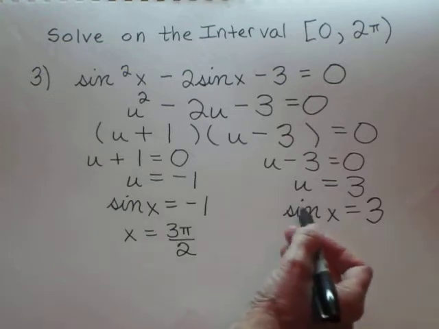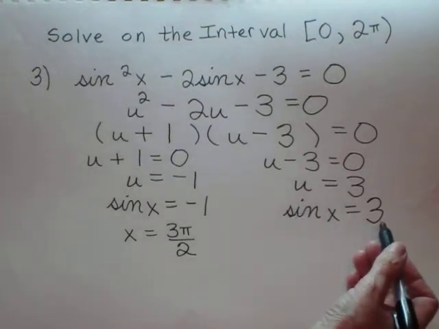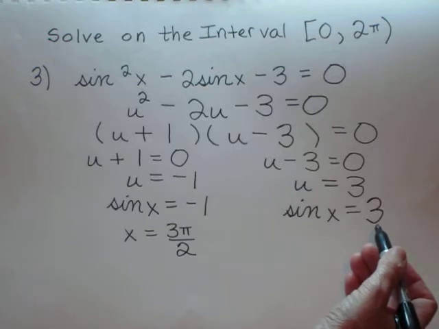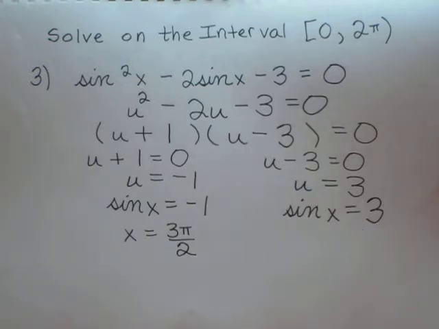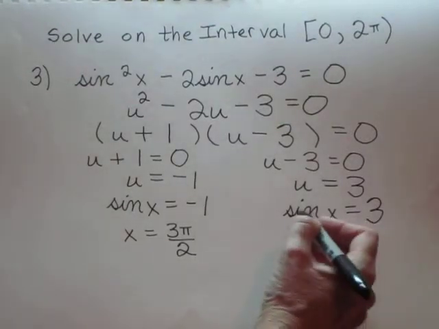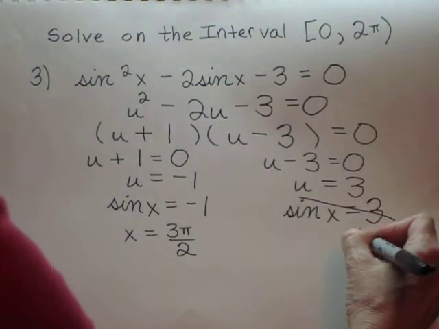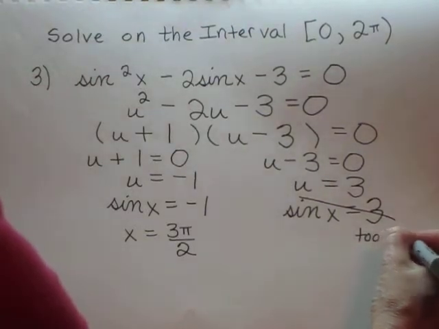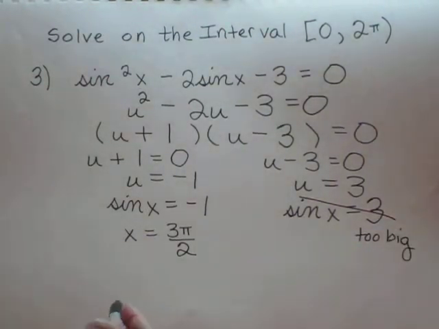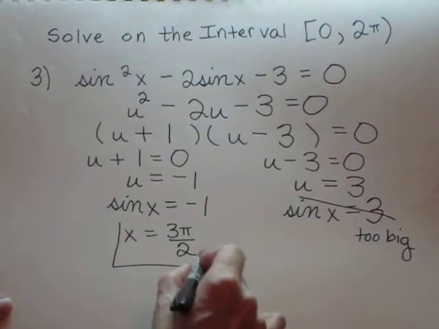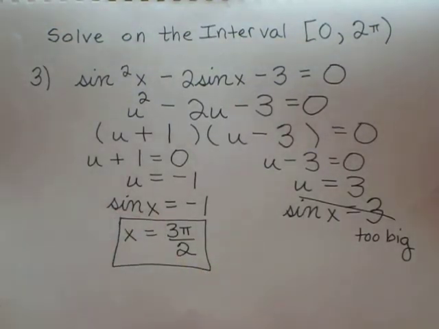For my other equation, well, where is the sine equal to a 3? Well, there's no place where the sine is going to be a 3. Remember, sine x and cosine x are only going to be from negative 1 to positive 1. So really 3 is too big. There is no place where the sine of an angle is going to give me 3. Again, that is just too big. It's not going to give me a solution, but at least I got one solution. x equals 3 pi over 2.